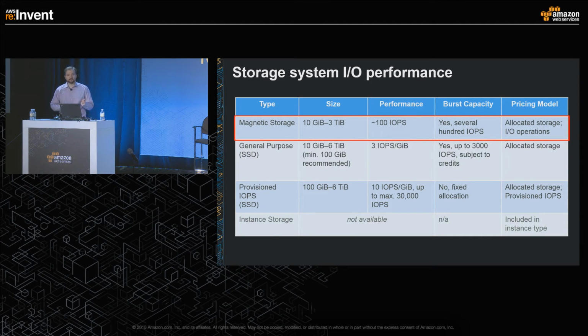There are 3 types of network-attached storage you can choose. You can choose magnetic storage. Magnetic storage comes in varieties from 10 gigabytes to 3 terabytes, and you can get a performance of about 100 I/O operations per second, burstable to maybe several hundred I/O operations per second.